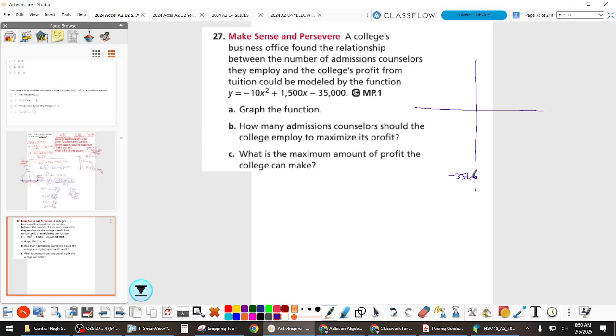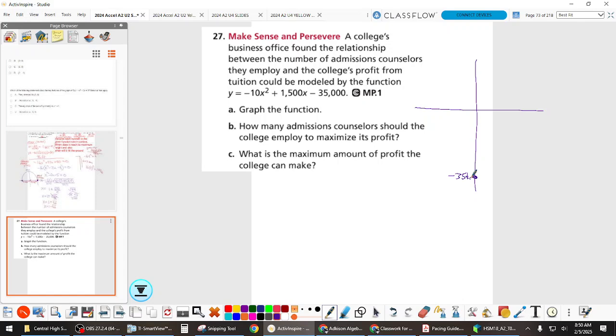Okay, it's opening down. The graph pattern would be over 1 down 10, over 2 down 40. So it's going to probably come off your page really quick, off your graph setup, unless you scale this maybe by 50s. You might get a couple of points out of it.